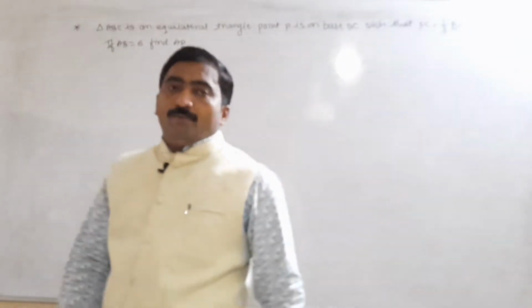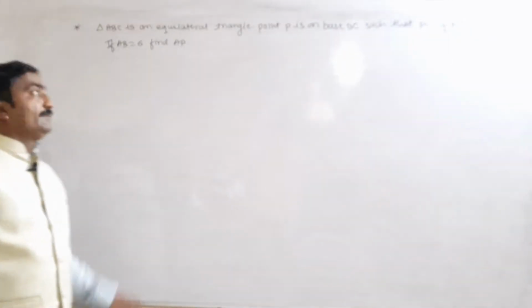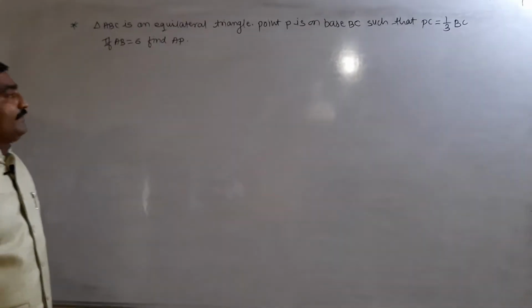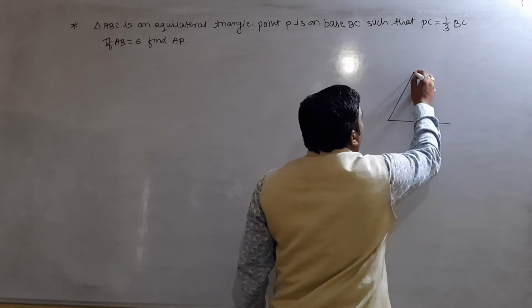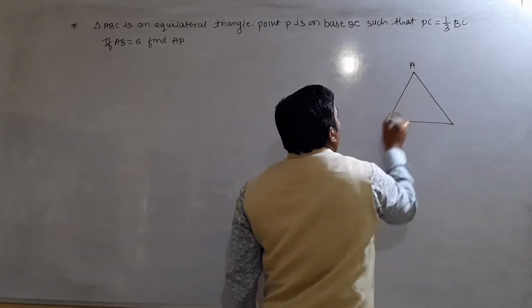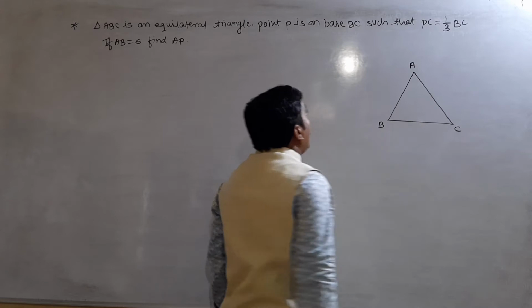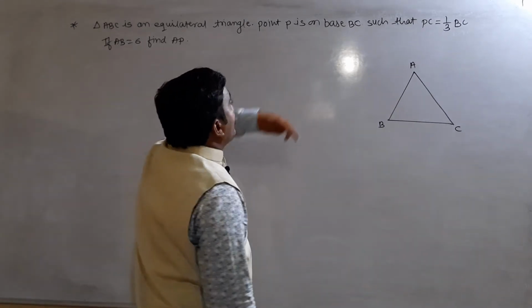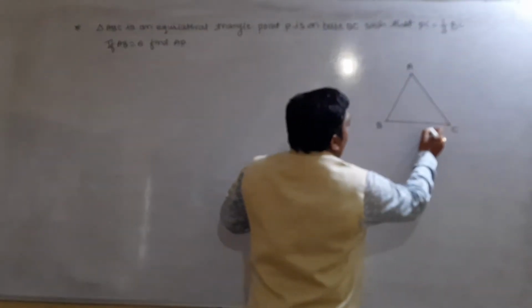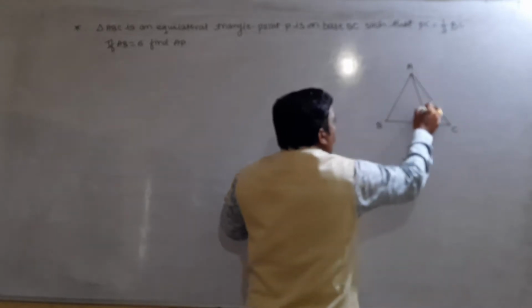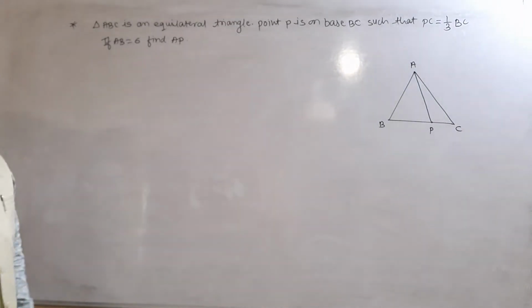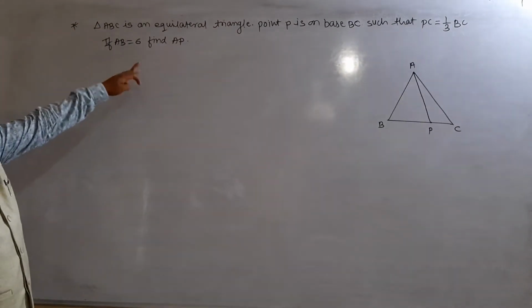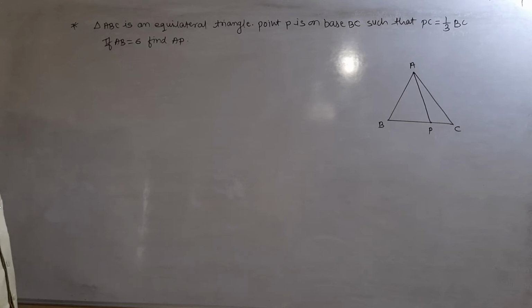So, next problem we have to study here. In this problem, we are given that triangle ABC is an equilateral triangle. So, draw here equilateral triangle ABC. Then point P is on BC. Here P is a point, and we are given that PC is equal to 1 by 3 BC. If AB is equal to 6, find AP. We have to calculate here AP.